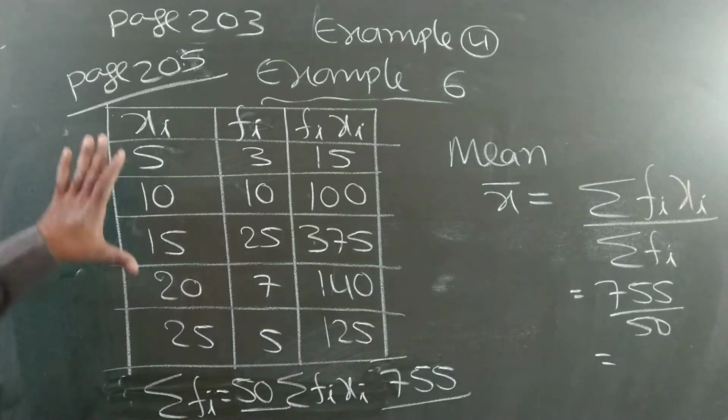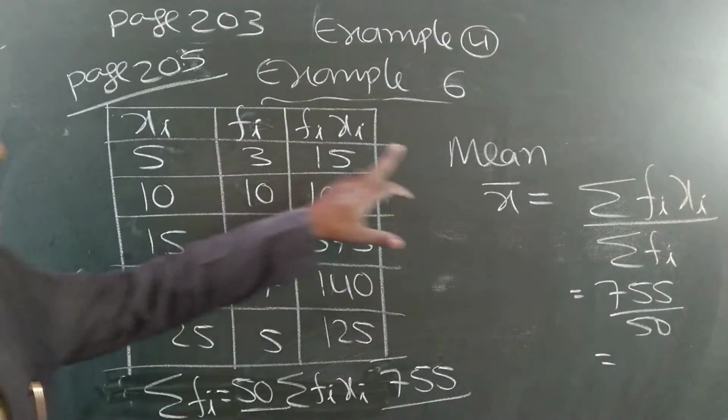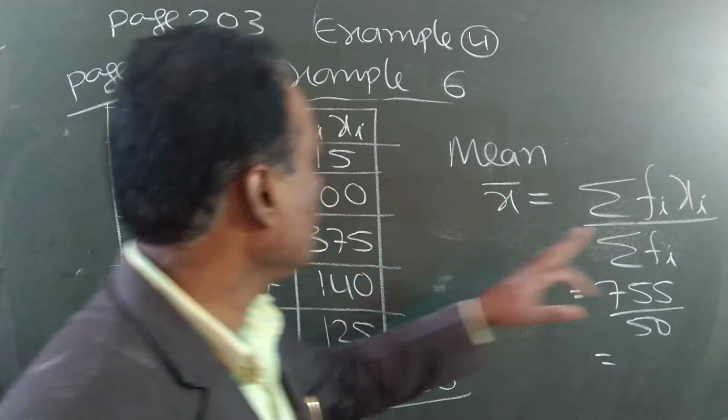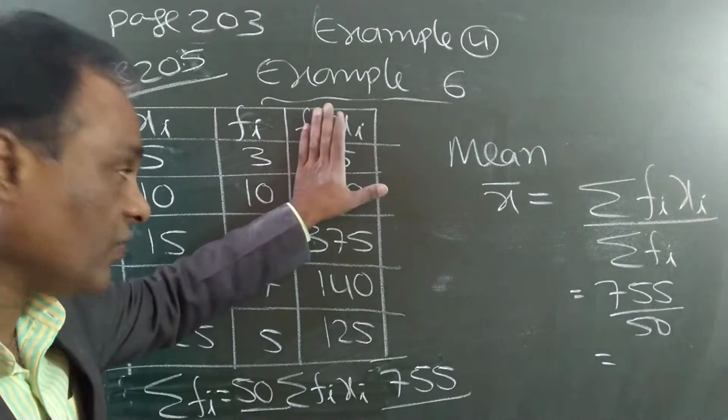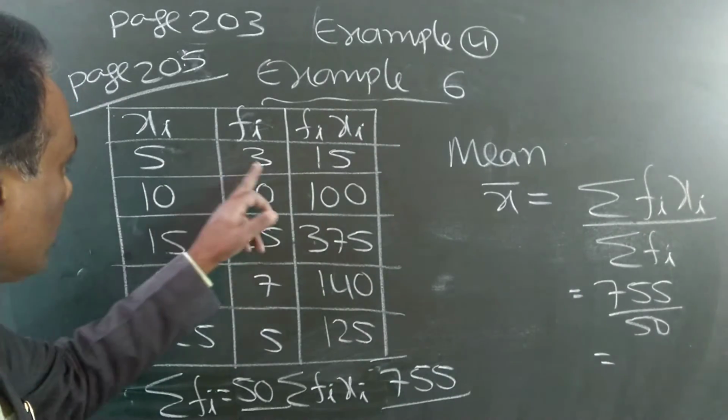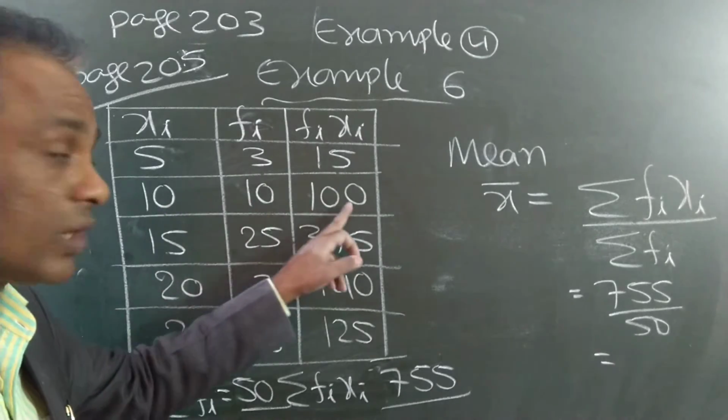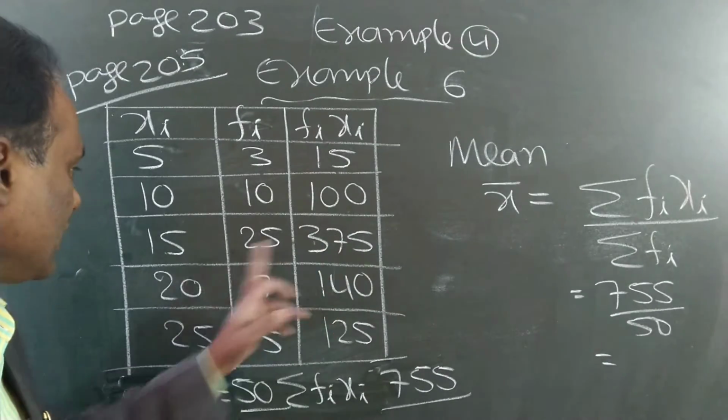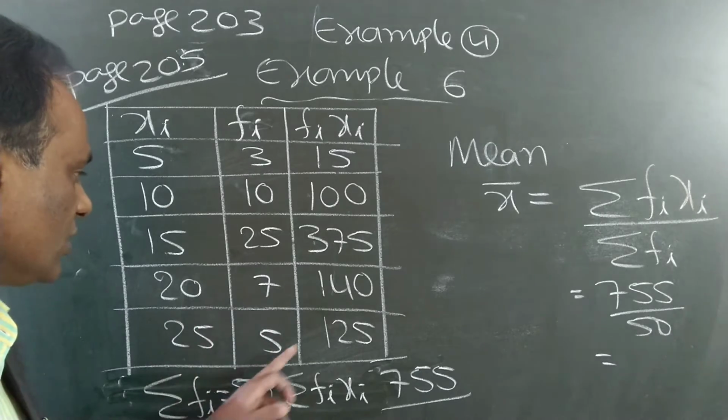Students, this is given, this is given. We are asked to find the mean. This is the formula. So you have to prepare one more column. How will we prepare it? Multiply these two right here, and these, and these, and these, and these.